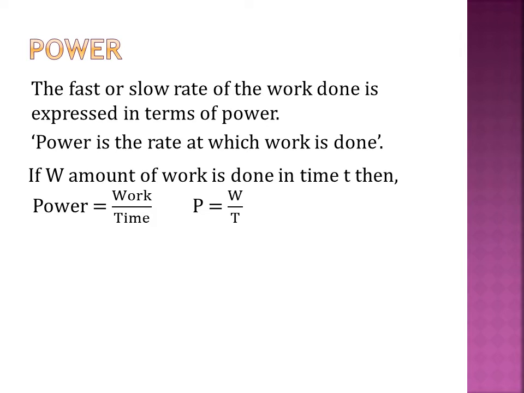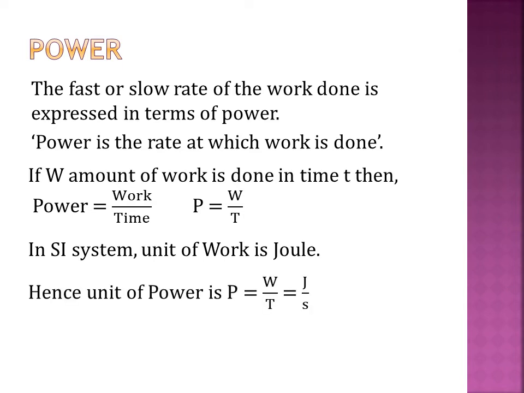In the SI system, the unit of work is joule. Hence, the unit of power will be, P is equal to W upon t. So the unit of work is joule, time is second, so the unit of power is joule per second. Now this joule per second is also called watt. 1 watt can be written as 1 joule upon 1 second.